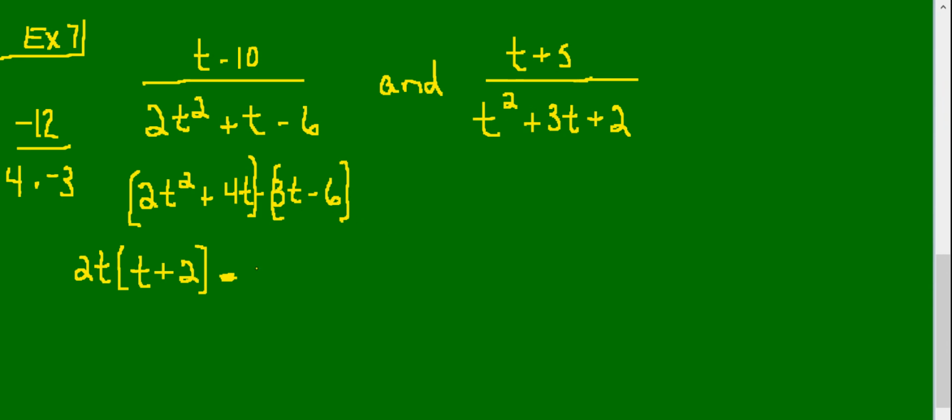3t minus 6, so I'm going to factor out a 3. And what's left is t. Negative 6 divided by negative 3 is positive 2. And then I'm going to end up with 2t minus 3 and t plus 2. My new denominators here, factored. All right, go over to this one.